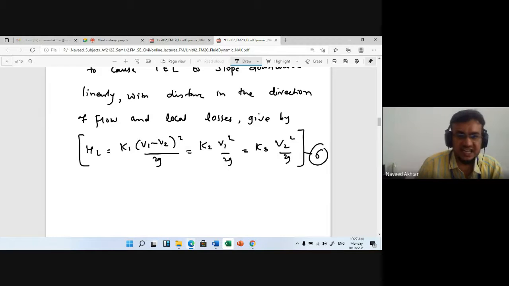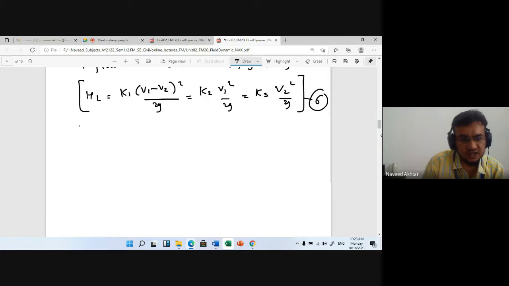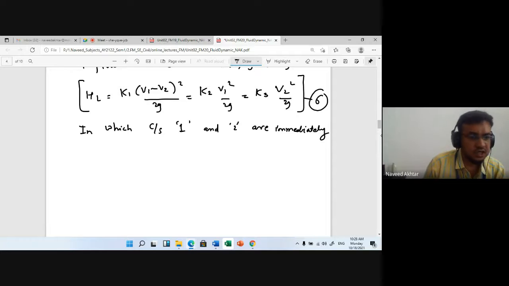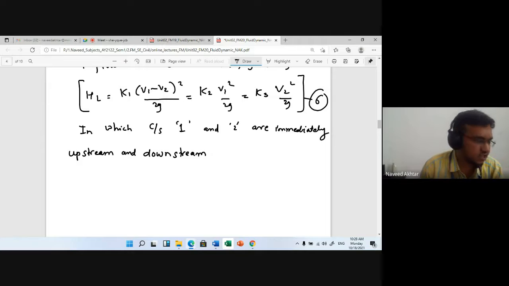In this equation 6, cross section 1 and cross section 2 are immediately upstream and downstream. That is, sections 1 and 2.